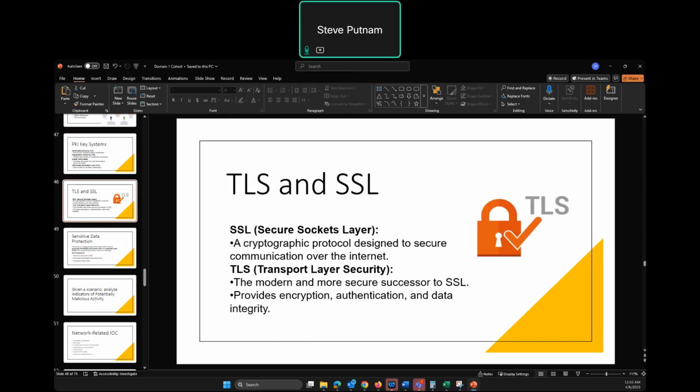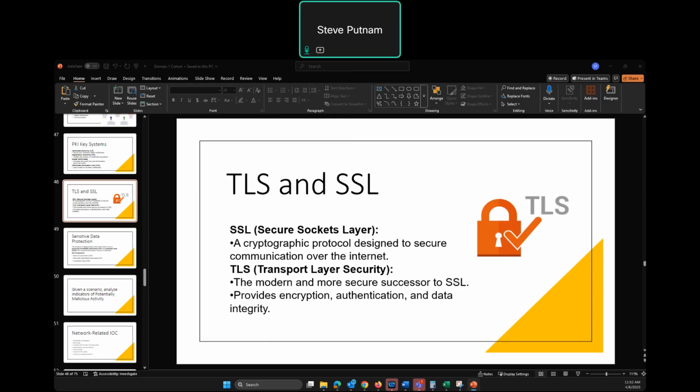TLS and SSL. Okay, so SSL is Secure Sockets Layer, a cryptographic protocol designed to secure communication over the internet. TLS, Transport Layer Security, the modern, more secure successor to SSL, provides encryption, authentication, and data integrity. Some of the key features of both SSL and TLS: it secures the data during transmission to prevent eavesdropping, verifies the identity of the communicating parties using the certificate, and ensures the data has not been tampered with. So it ensures integrity of the data during transmission.